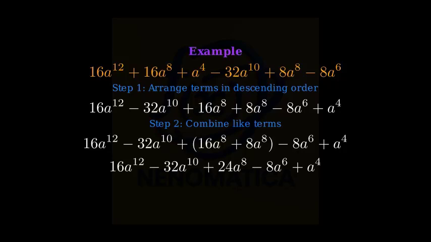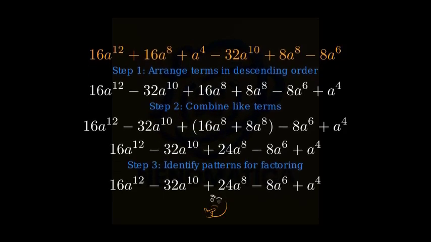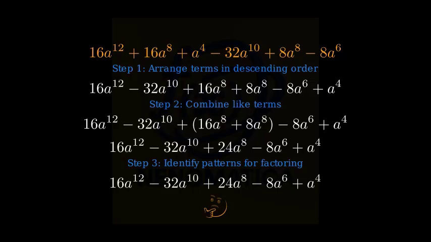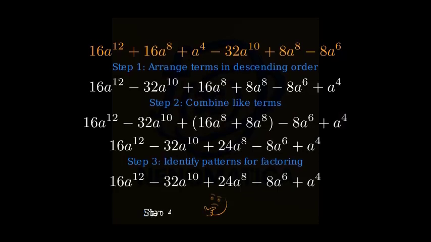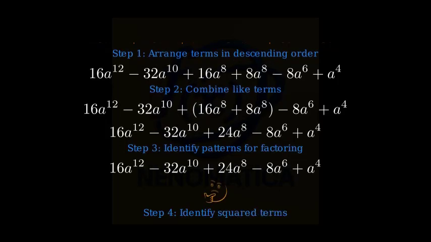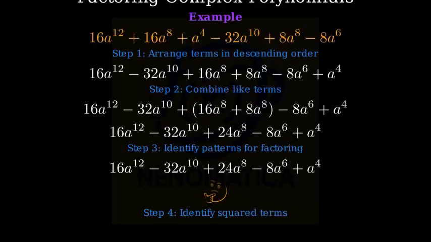So our expression becomes 16a to the 12th minus 32a to the 10th plus 24a to the 8th minus 8a to the 6th plus a to the 4th. Looking at this expression, we can try to factor it as a perfect square trinomial. Let's try to rewrite it in the form of a squared expression. Let's start by trying to group terms that might form perfect squares or other patterns. Following the steps from our input, let's see how this can be rewritten as a sum of squared terms.